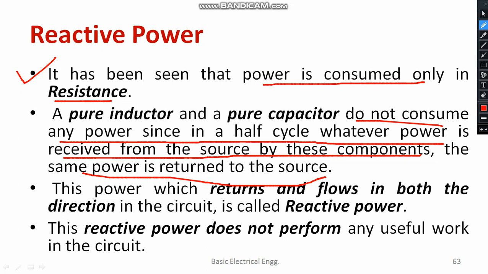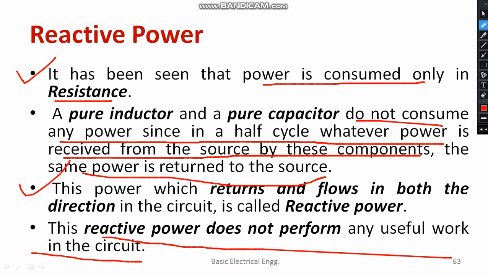This power which returns and flows in both directions in the circuit is known as reactive power. Reactive power does not perform any useful work in the circuit. We cannot consume the reactive power in the circuit. That is about reactive power.